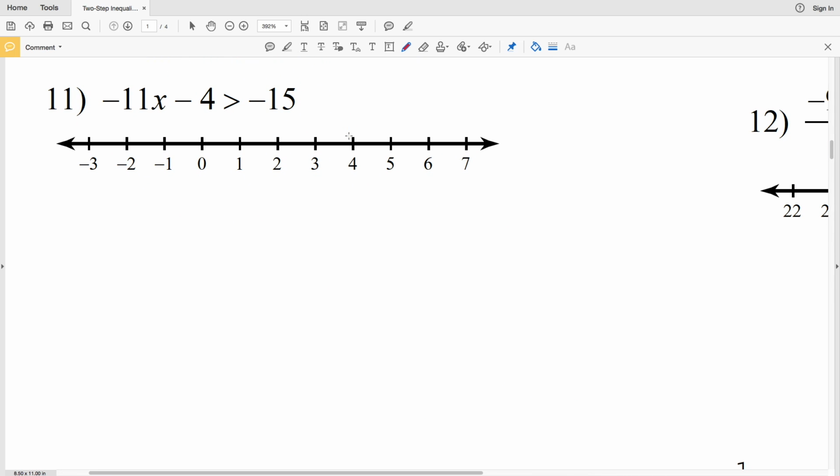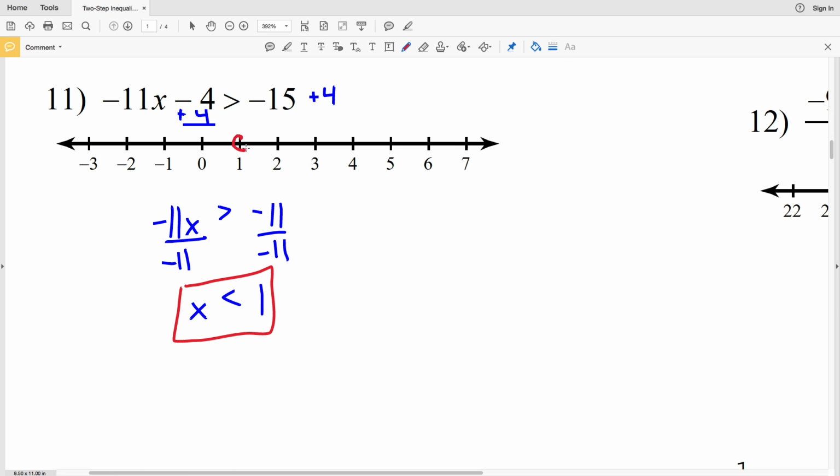Number 11, we have negative 11x minus 4 is greater than negative 15. I'm going to start by adding 4 to both sides. When I do that, I have negative 11x left on the left-hand side, and that's greater than negative 11 on the right, since negative 15 plus 4 is negative 11. Then I'll divide by a negative 11, remembering to switch or flip the inequality sign since I divided by a negative. We'll have x is less than a positive 1. Circle the 1, but don't fill it in, and then shade everything to the left.